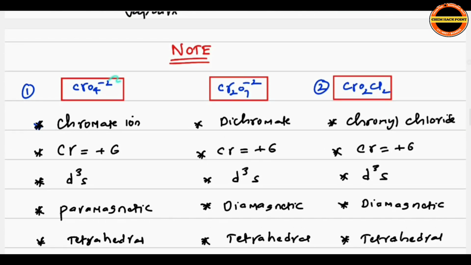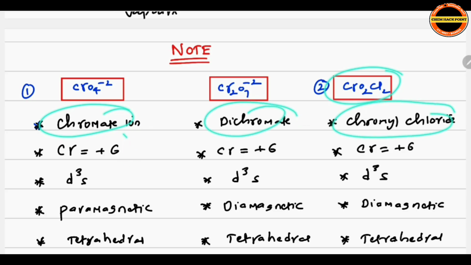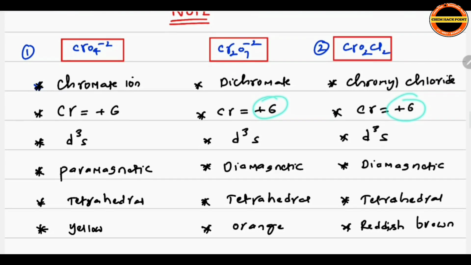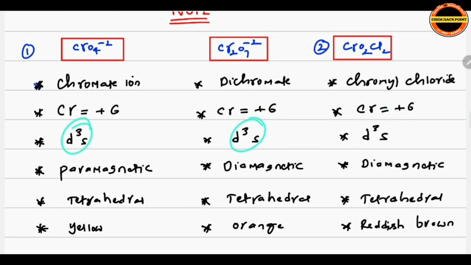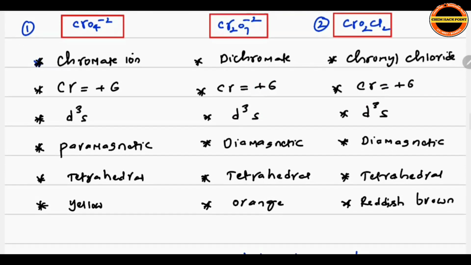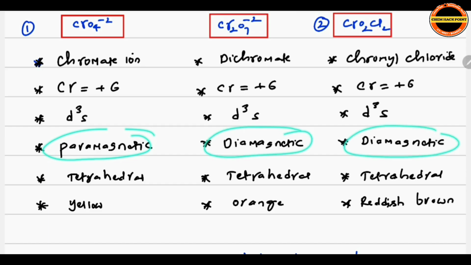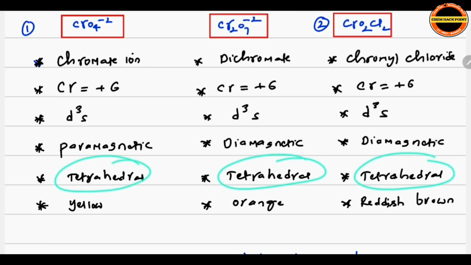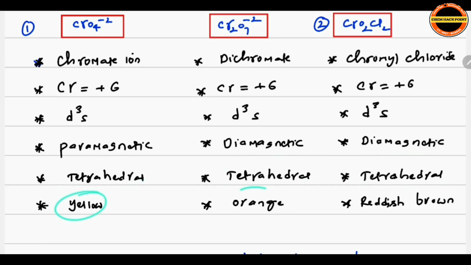See under note, CrO₄²⁻, which is chromate, dichromate, chromyl chloride. Everywhere chromium is in +6 state. Hybridization is d³s everywhere. Chromate is paramagnetic? No, all are diamagnetic. All are tetrahedral. Yellow colored compound, orange colored compound, reddish brown compound.